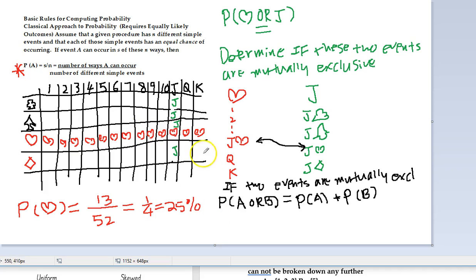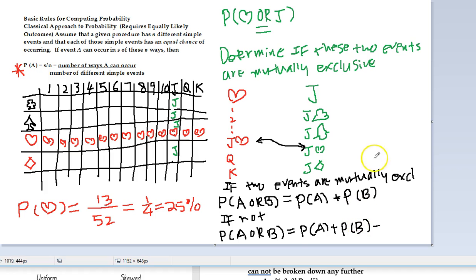Now if two events are not mutually exclusive, then your formula becomes a little bit different. Now it becomes the probability of A plus the probability of B. Then you have to subtract the common overlapping area, which is called P(A and B). So this is the overlapping area.